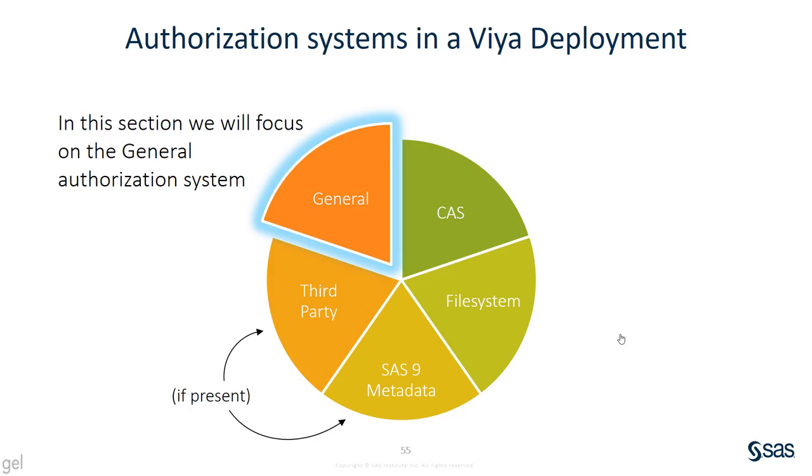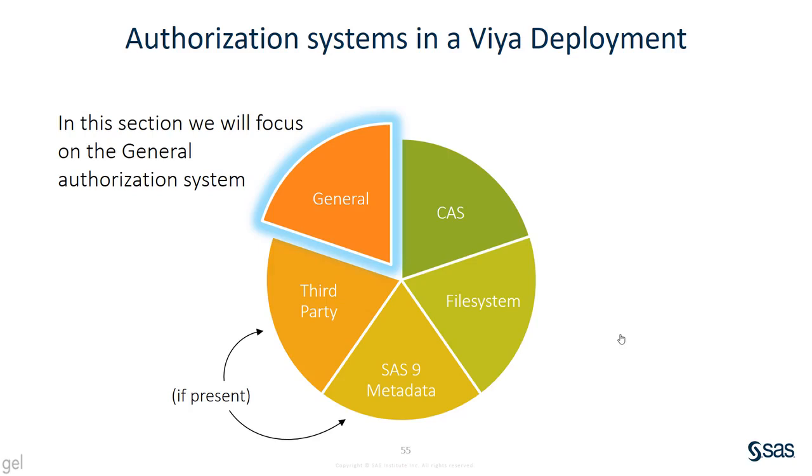What we want to do though is set authorization on that content area, on those folders. And the authorization system that we're going to look at is the general authorization system. So this slide shows you a number of authorization systems that apply to Viya. The general authorization is applied to folders and content. The CAS authorization system, which we'll look at tomorrow, applies to data. So CAS libs and tables.